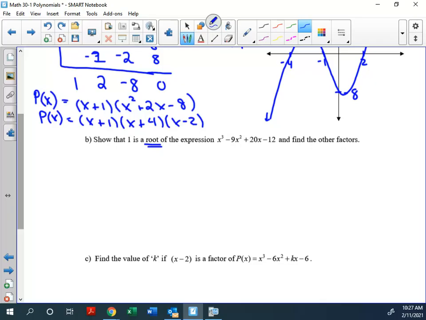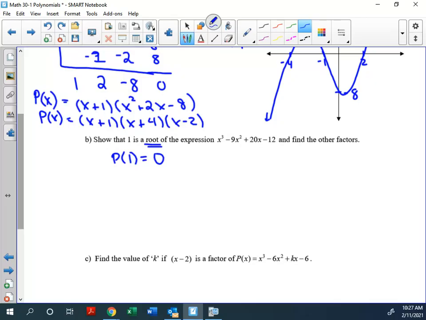So if 1 is a root of the expression, that means the polynomial at 1 is equal to 0, because it's an x-intercept, a zero, or a solution. So you see how I mathematized the English? So what's the equation? What am I working with?